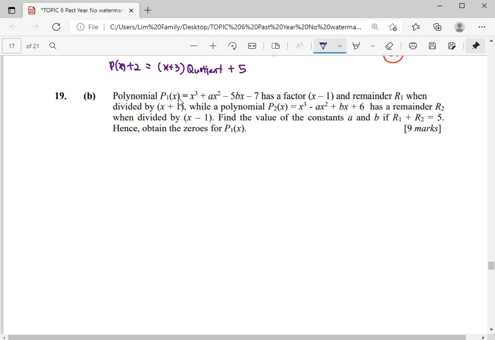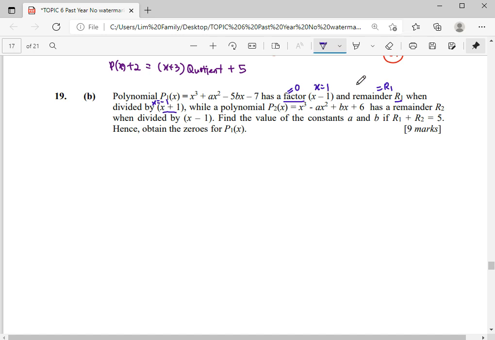So for B, we have polynomial number 1, which is a cubic polynomial. The factor here is x minus 1. Alright, so we can see the keyword factor means I have to let the equation equal 0 when I substitute x equals 1. So this is my keyword here. And the remainder R1, equals R1 when it is divided by x plus 1, so I have to substitute x equals negative 1.